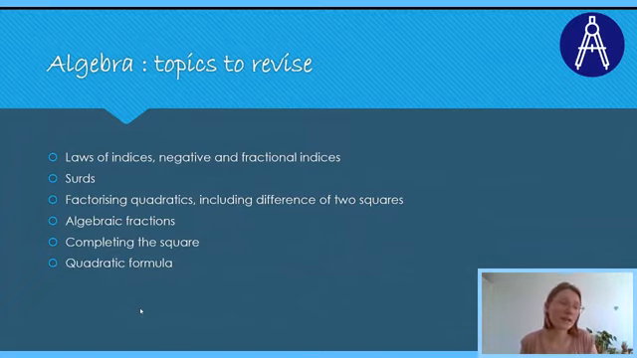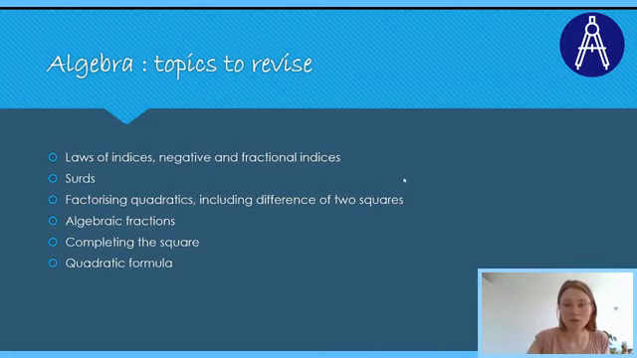Completing the square, which is a part of GCSE maths, causes a lot of trouble to a lot of students. It is a little bit of a tricky method, but it's really important that you know how to do it. And finally, the quadratic formula. It's really important that you remember it, that you know how to use it, and that you don't make mistakes while trying to put this in a calculator.